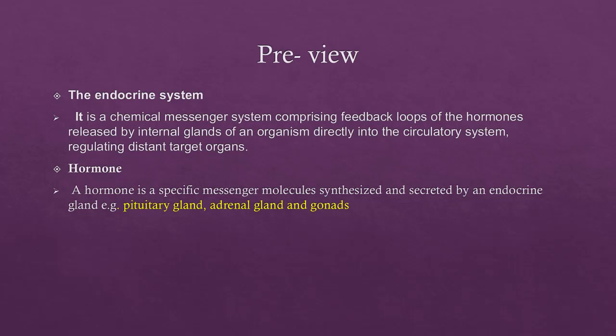Hormone. A hormone is a specific messenger molecule synthesized and secreted by an endocrine gland. For example, pituitary gland, adrenal gland, and gonads. So dear students, in your previous class you have studied about pituitary glands, adrenal glands, and pancreas. So today we will discuss the gonads.